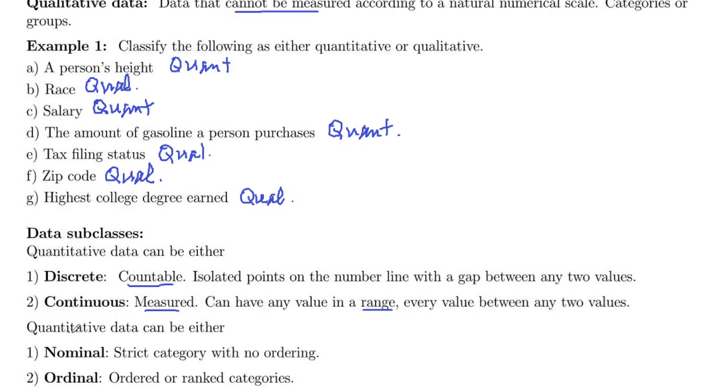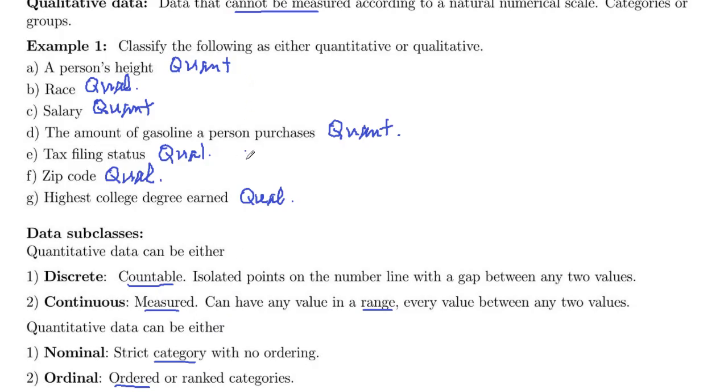And then for qualitative data, you could have nominal data, which is just strictly categories, no order involved. And then you can have ordinal data. Ordinal data is ordered categories, so it's got some order in there or some ranking of the categories.